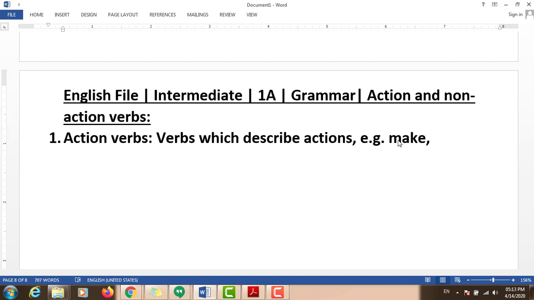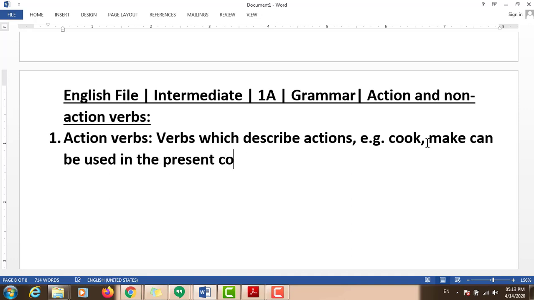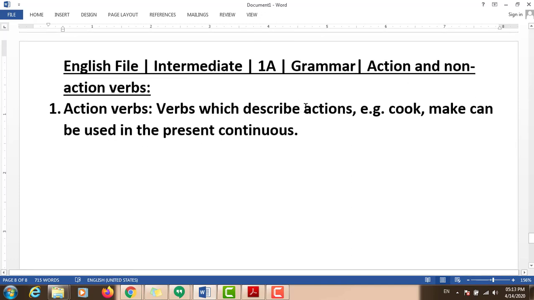Make, please. Cook has a physical action. Make has a physical action. These can be used in the present continuous. First things first. Okay, so be careful guys. Verbs which show an action. What kind of action? Physical action. Okay, they're used in past tense, present continuous.